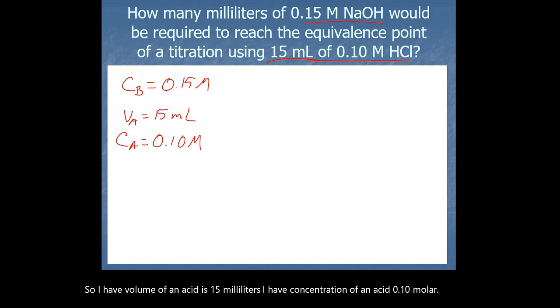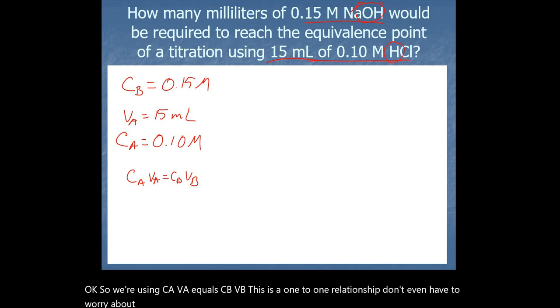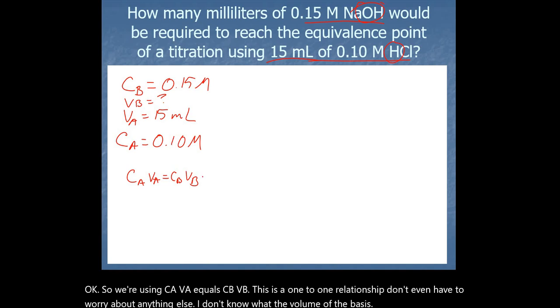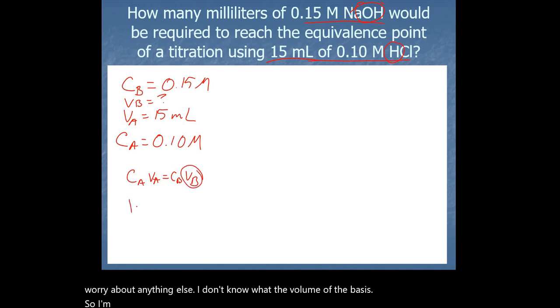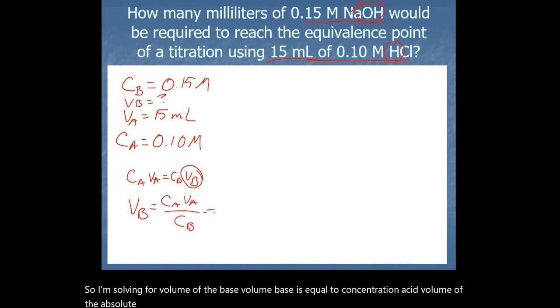Okay? So we're using CaVa equals CbVb. This is a 1-to-1 relationship. So I don't even have to worry about anything else. I don't know what the volume of the base is. So I'm solving for volume of the base. Volume of the base is equal to concentration of the acid times volume of the acid divided by concentration of the base. Throw the numbers in.